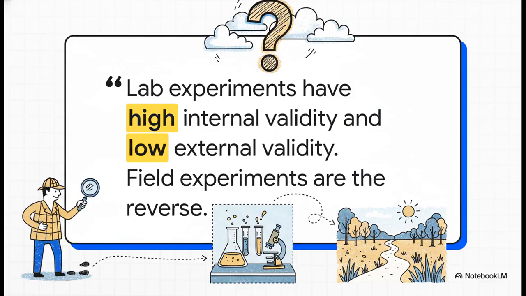A lab experiment gives you tons of control, which means you have high internal validity. But the results might be a little artificial. A field experiment, out in the wild, is super realistic, giving you high external validity. But it's way, way harder to control for all those hidden culprits.